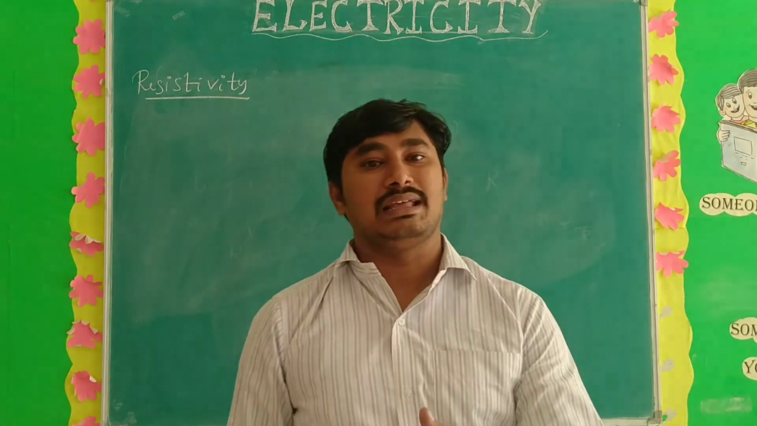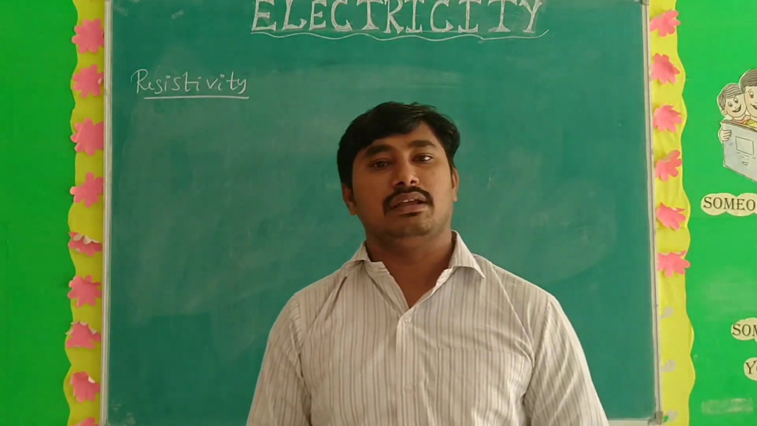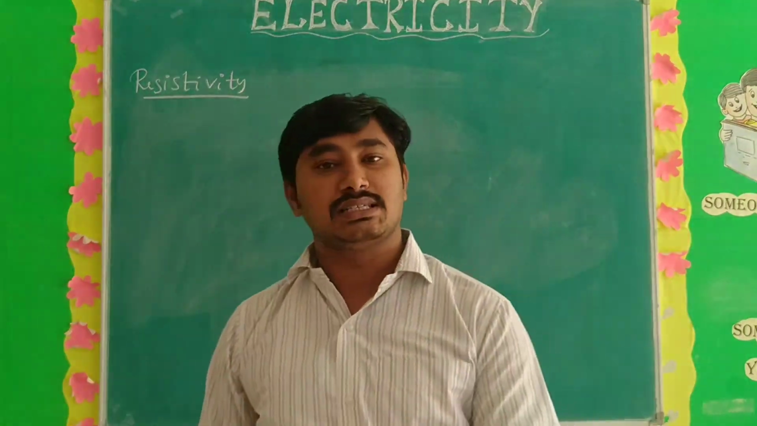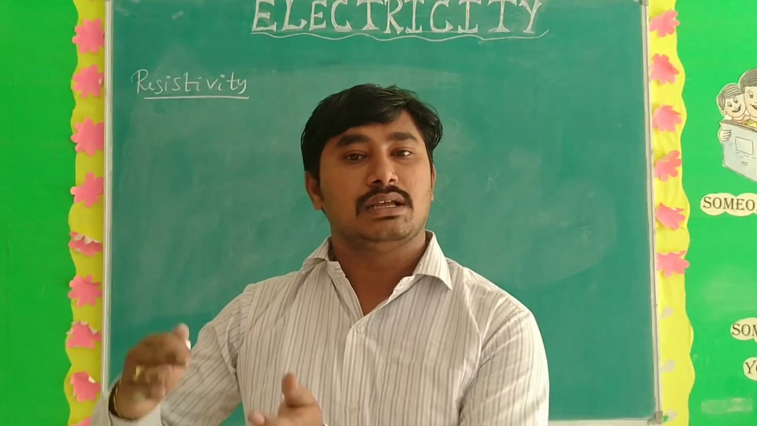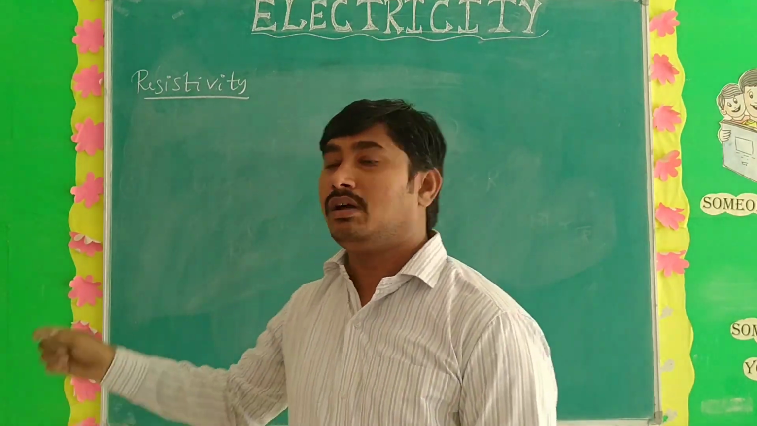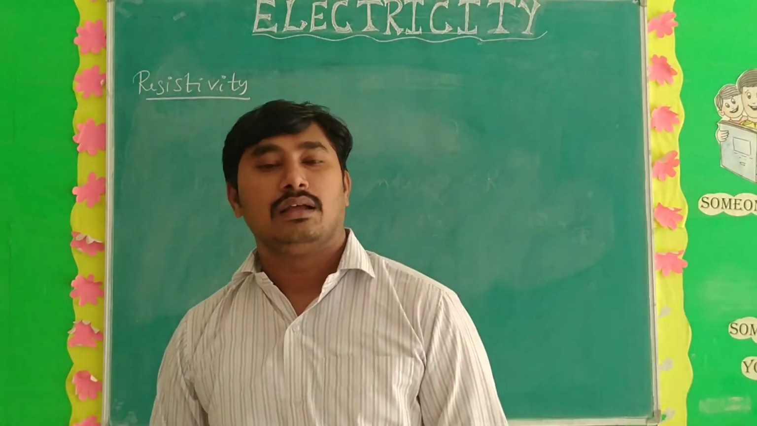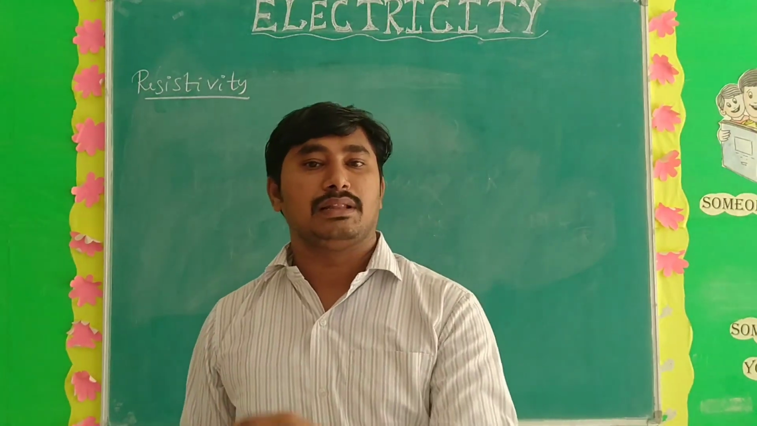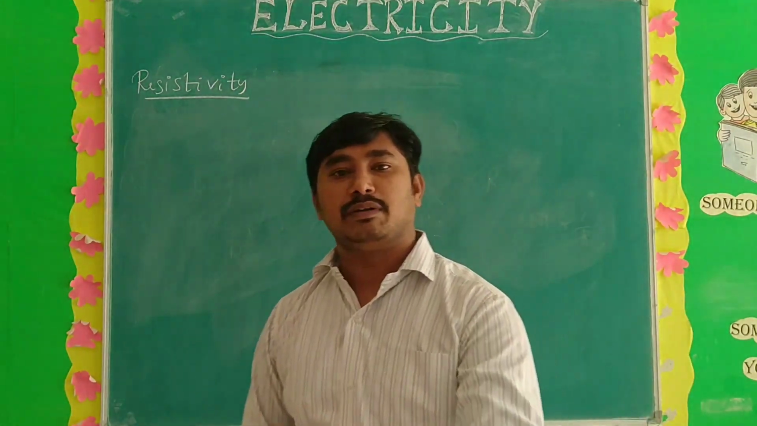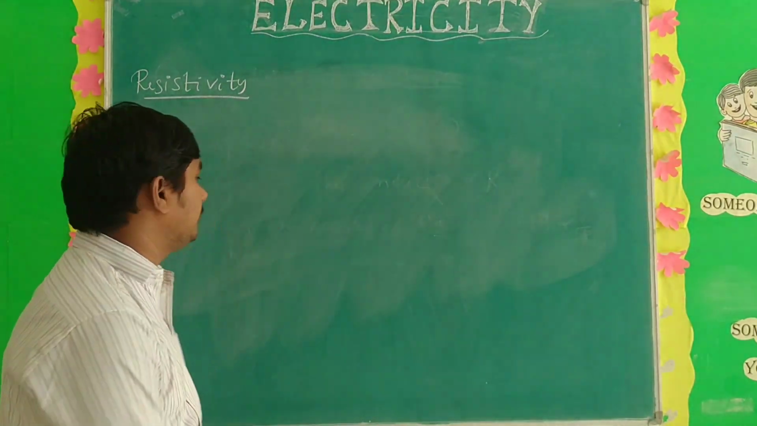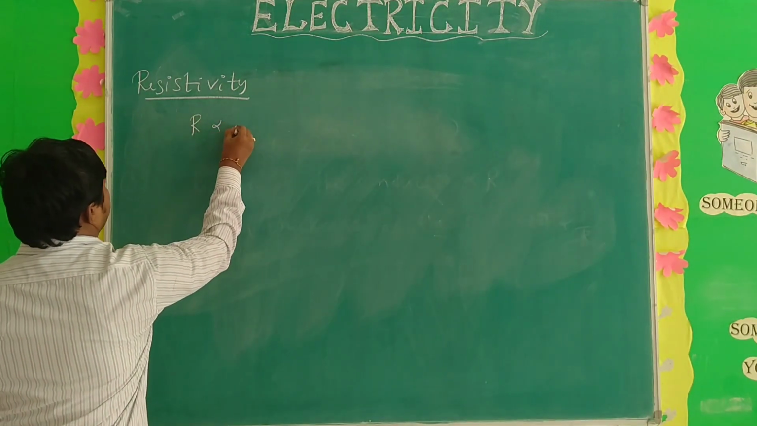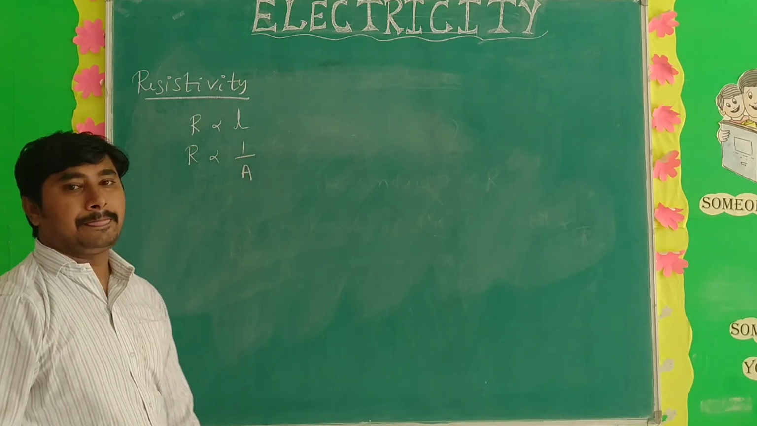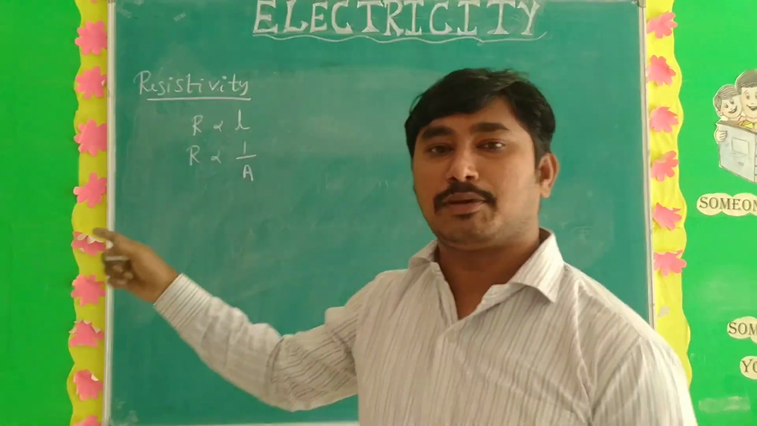What is meant by resistivity? Resistance and resistivity are not the same; resistance is different, and resistivity is also different. Resistance is a property by virtue of which a conductor opposes the flow of electrons. It mainly depends upon the area and length. You know very well the relation between resistance and length, and resistance and area: resistance is directly proportional to length, and resistance is inversely proportional to area.